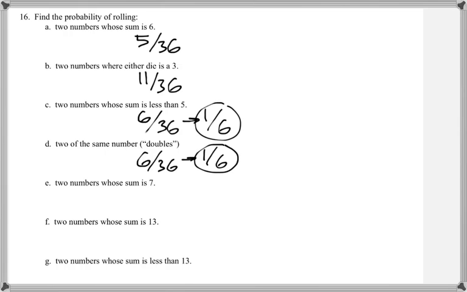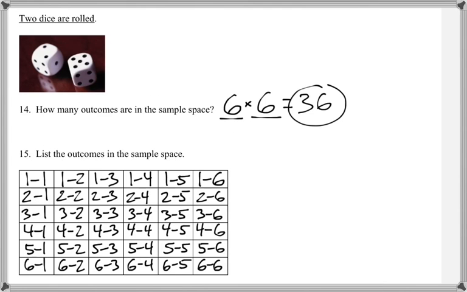Part E says 2 numbers whose sum is 7. So 6 and 1, 5 and 2, 4 and 3, and then the rest of the outcomes in this diagonal. So that is also 6 out of 36.